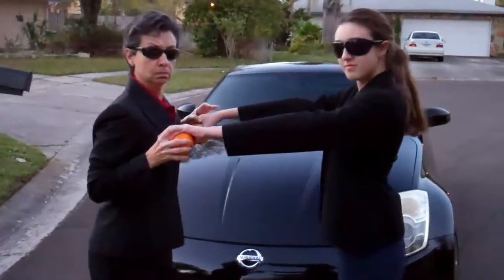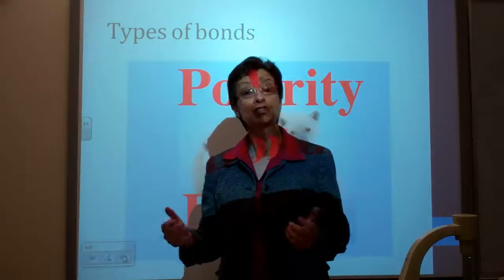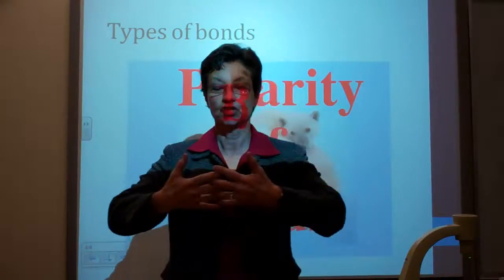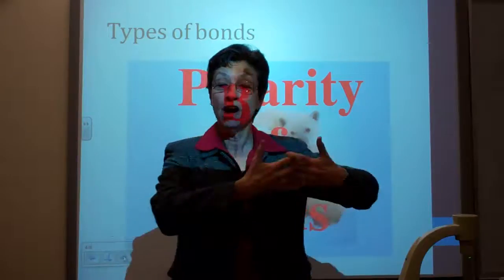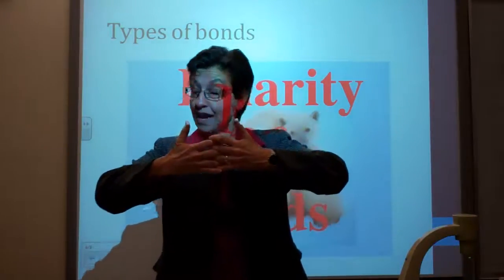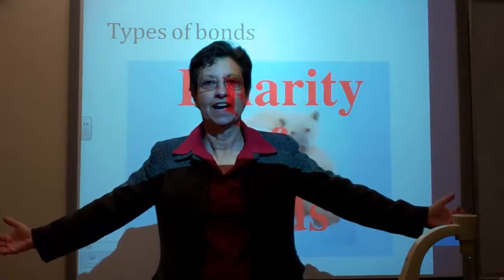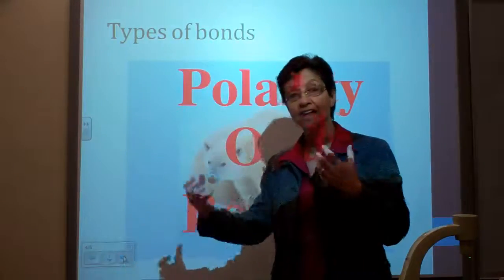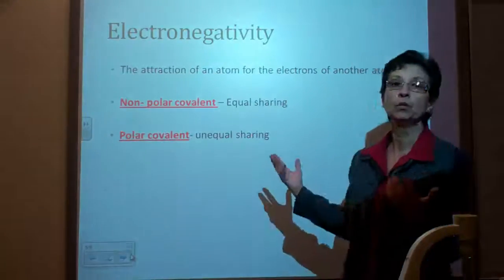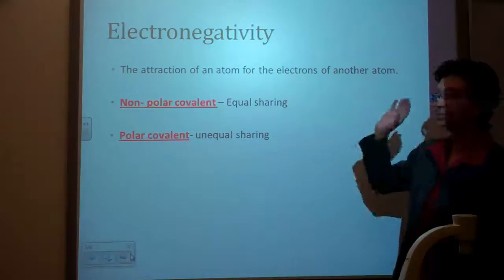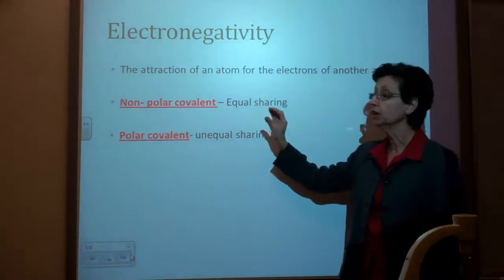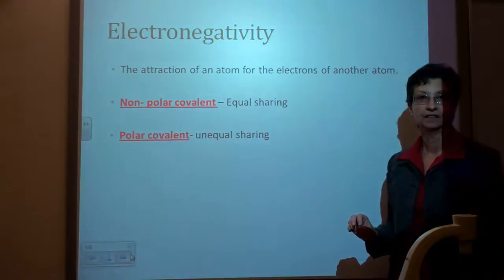So you just saw that there's a variety of ways to share. We can share equally, we can share unequally, and we can share or not share at all. We can have an ionic bond where one takes and the other one gives the electrons. But how will we know? Well, basically in covalent molecules, we're talking about nonpolar and polar covalent bonds.